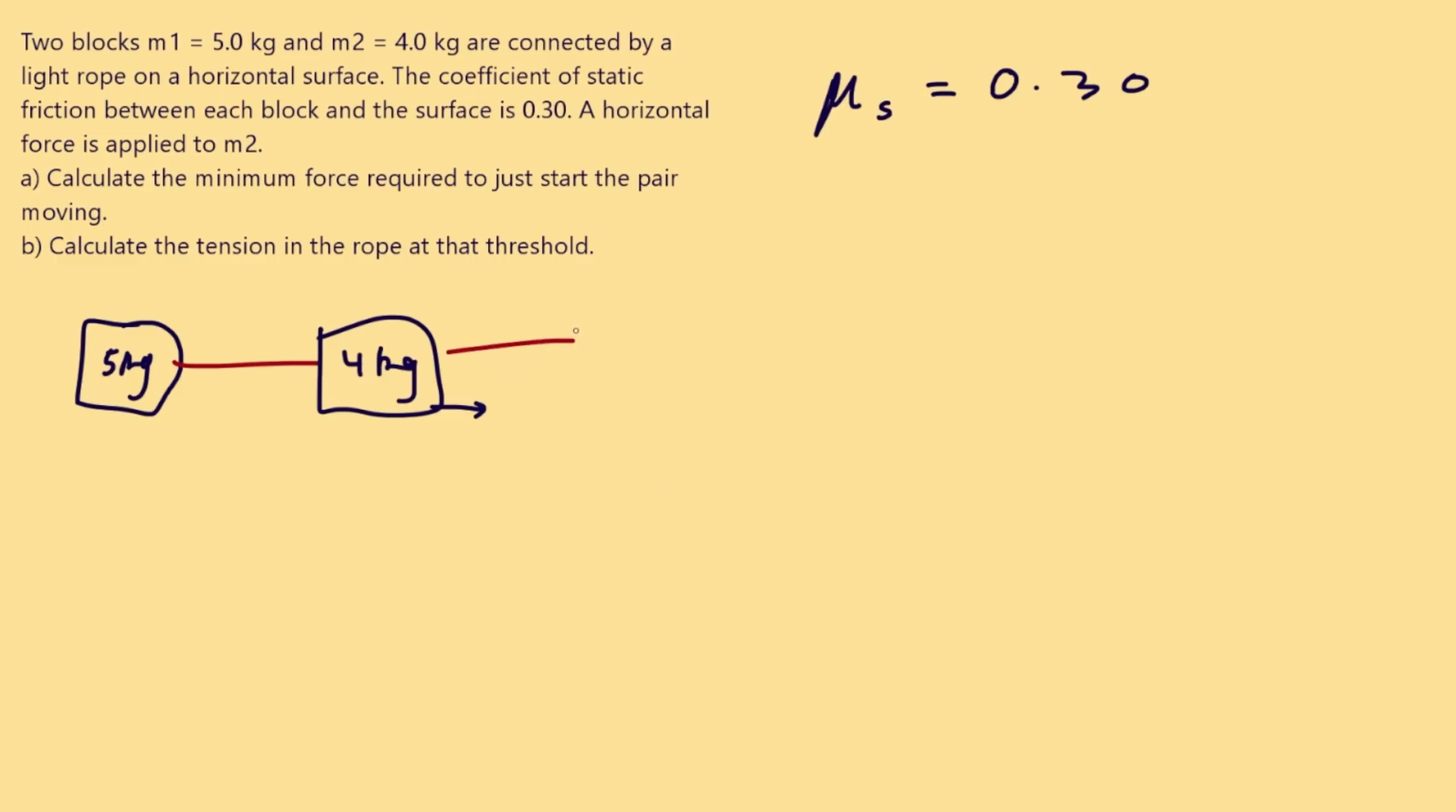There's a horizontal force applied to mass 2. We don't know what it is. This is a limiting constraint problem. And if you have exams, they're going to love doing this kind of stuff. We have to find the minimum force required to just start the pair moving. And I'll give you a tip. When questions ask for the minimum, you just find the minimum. What is that minimum? Of course, before we do that, let's list out what we know.